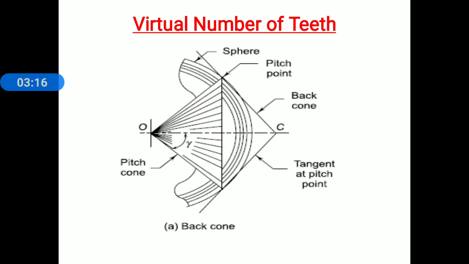Now observe figure A shown on the screen. The tangent to the sphere at the pitch point will closely approximate the surface of the sphere for a short distance on either side of the pitch point. Therefore, the back cone can be developed as a plane surface for constructing a spur gear.